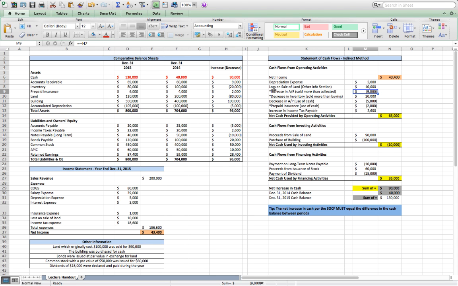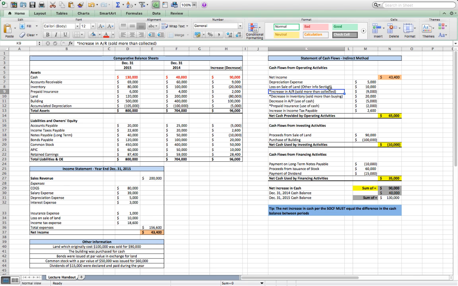Therefore, if you were descriptive enough and said increase in accounts receivable, but accidentally made this a positive number, you would at least get some partial credit for recognizing that you needed to adjust for accounts receivable. However, you just did it in the wrong manner, the wrong direction. So you would still be able to receive some partial credit. So being as descriptive as possible is the best way to go.